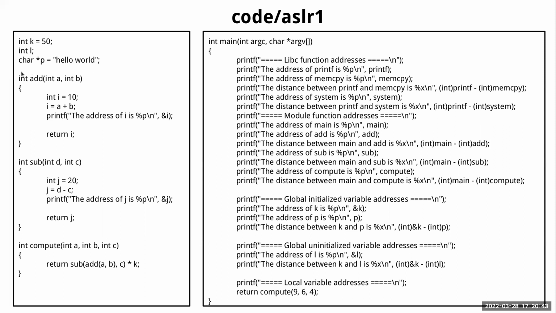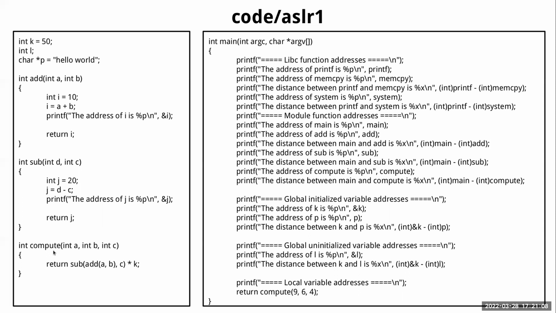We have a function and two integers together. In that, we have a local variable I, and I was initialized. Then we add A and B together and assign to I. We print out the address of I, which should be on the stack, right? Then there's a subtract function, almost the same as the add function. Also, we print out the address of J here.